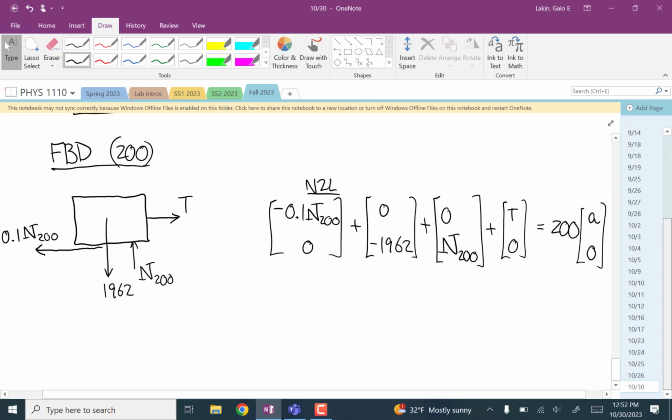And this one, we can't solve the x equation. That says negative 0.1 N200 plus T is equal to 200A. But the y equation does give us something we can solve. Negative 1962 plus N200 is equal to 0.